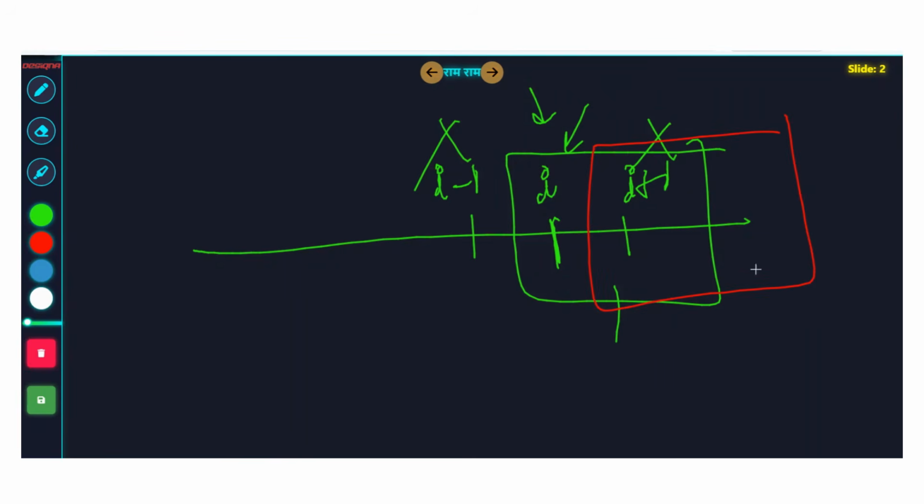You cannot swap I plus 1 and I plus 2 now. This is not allowed. Okay. And this red operation is also not allowed. You cannot swap I minus 1 and I. These things are not allowed.